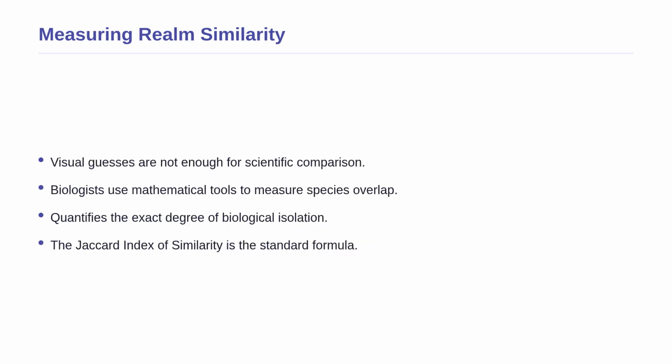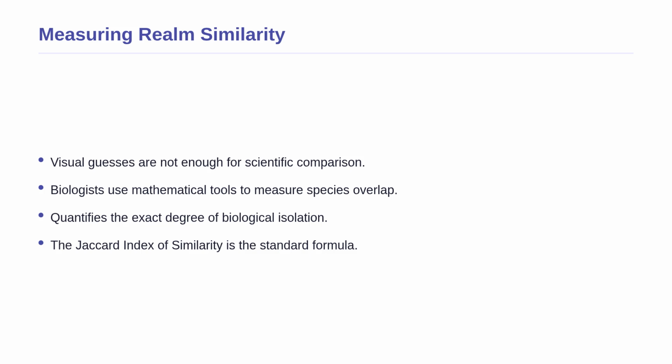Now that we can see these realms on a map, a crucial question arises. How do we scientifically compare them? Biologists cannot just rely on visual guesses to determine how similar or different 2 regions are. Instead, they need rigorous mathematical tools to measure species overlap and quantify the exact degree of biological isolation. This allows us to understand historical connections, like ancient land bridges.